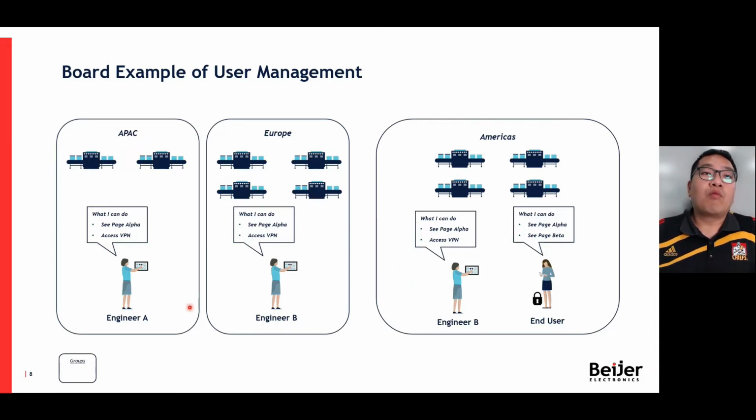But what differs as well would be the roles. For example, an engineer role: as you can see, all the engineers have the same role. In this case, all of them can see page alpha, and they can access VPN, whereas you have an end user role who can only see page alpha and page beta. So the groups will determine which devices you can access, and then the roles itself, end users, engineers, and things like that, will determine what you can do with the devices and machines you have access to.